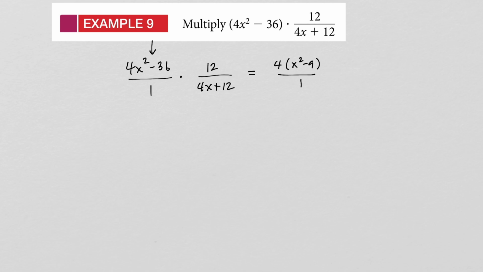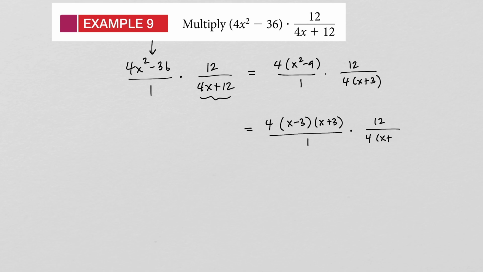Oops, this is multiplication. And then I have 12, and then in the denominator down here, I can pull out a 4, and that gives us x plus 3 left over. And then x squared minus 9 can factor into x minus 3 times x plus 3. And the rest is good. And now I can cancel. I can cross cancel x plus 3 with x plus 3.